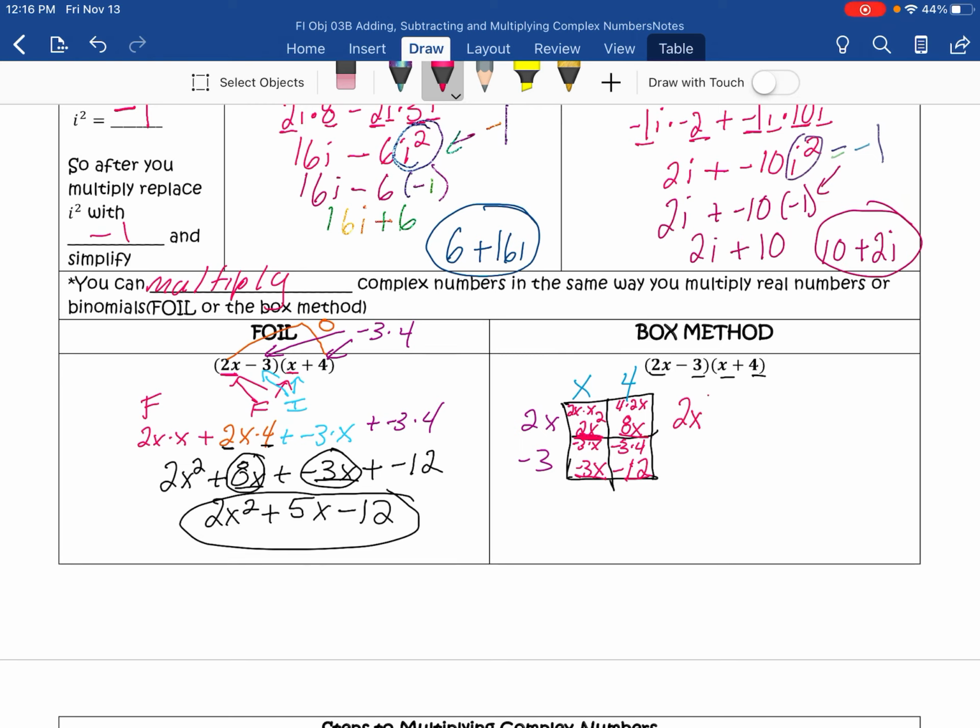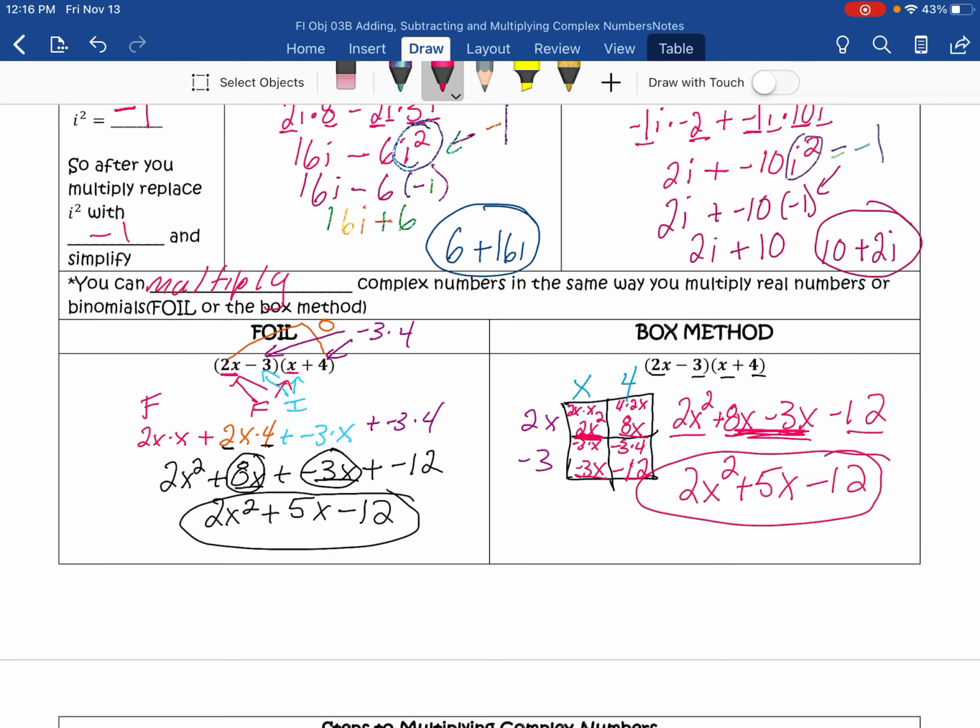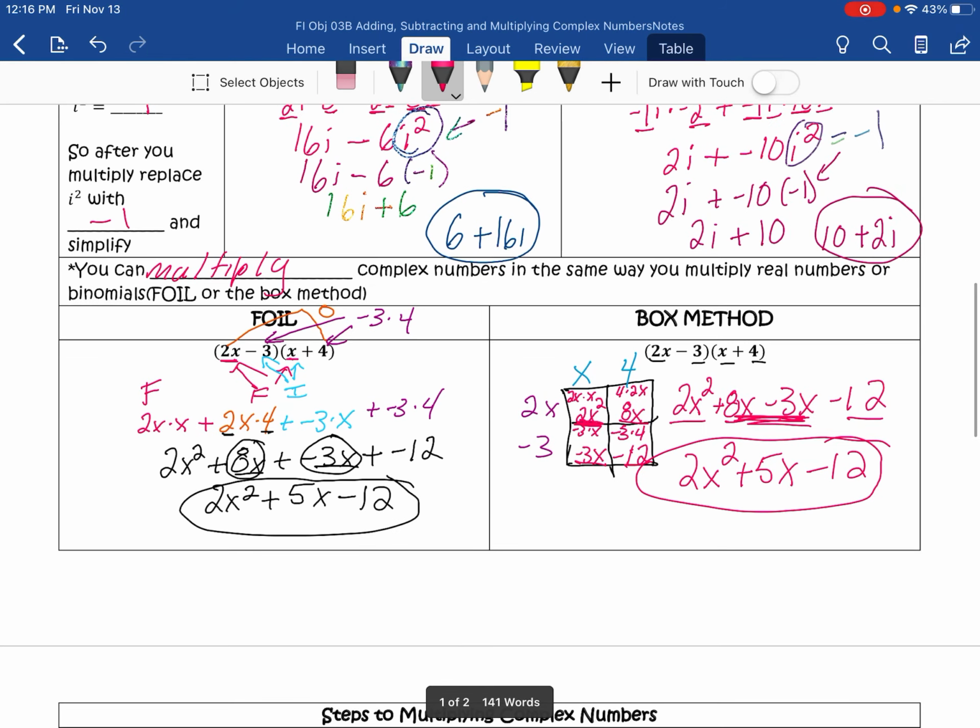So this is going to be 2x squared plus 8x minus 3x minus 12. All I'm doing is putting what's in the box and adding it all together, or just putting it as one line. I know I can combine my 8x and my 3x, so my answer is 2x squared plus 5x minus 12. All right, so we're going to do this same thing with imaginary numbers.